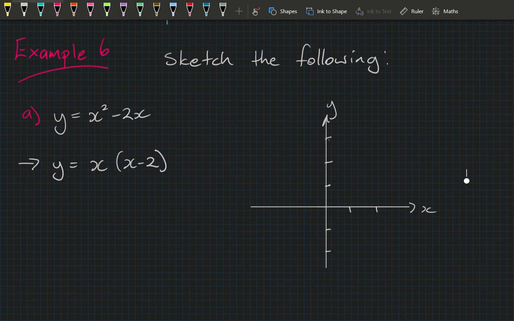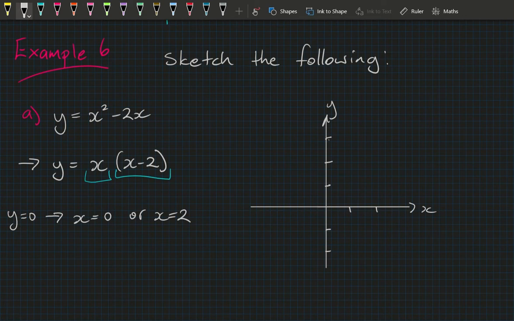But before we get onto the drawing, let's point out that we have two factors with an x here. We've got this x and this x minus 2. So when y is equal to 0, x is equal to 0 or x is equal to 2. So let's mark those in on the graph. And the average of 0 and 2 is 1, but I'll just do 0 plus 2 on 2 equals 1, just in case someone's reading this later on and wants to know how I got there.